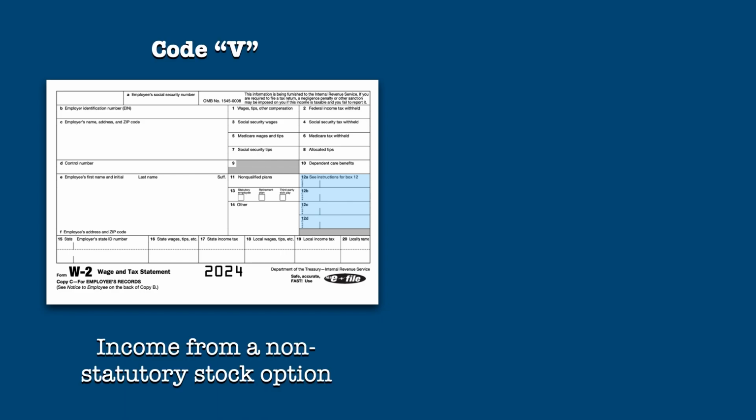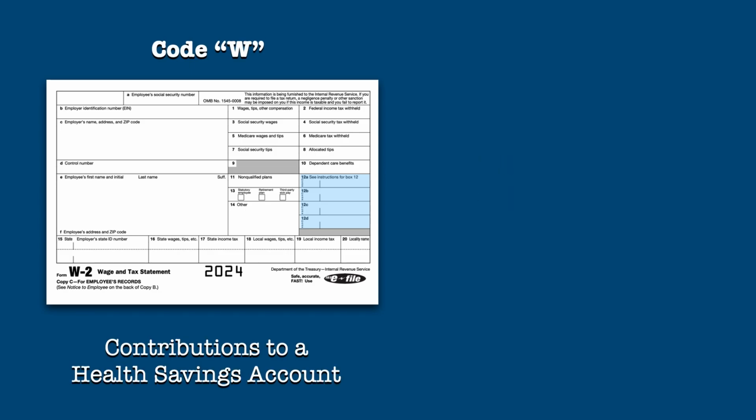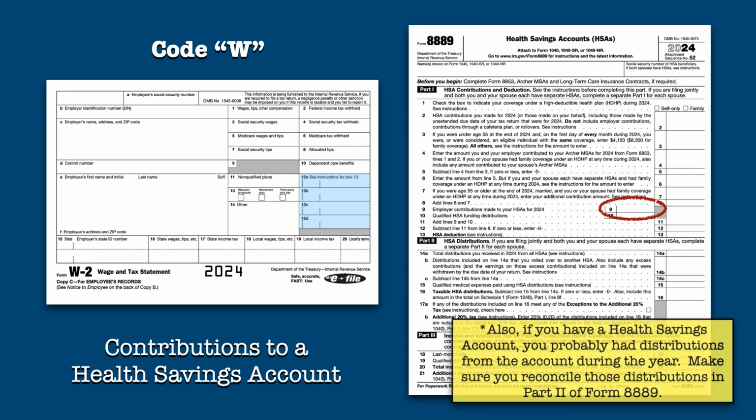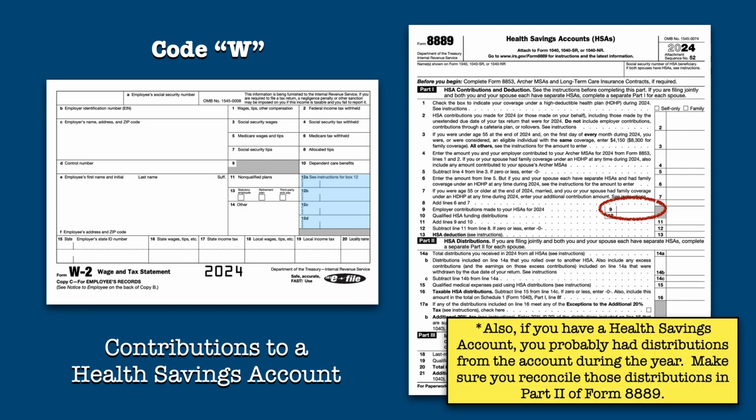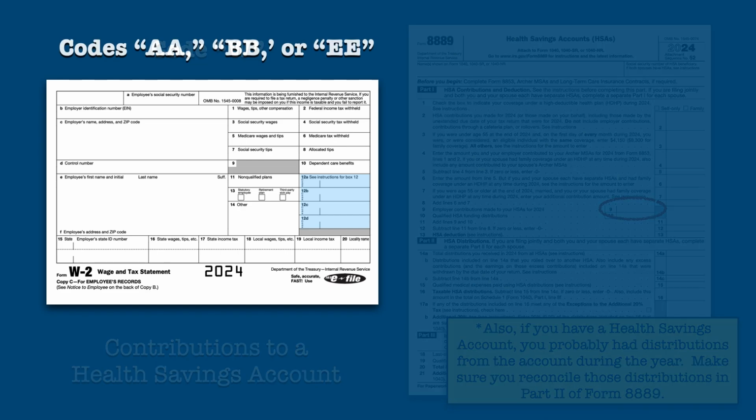Code V, Income from exercising a non-statutory stock option. Handling this code is rather complex and will be covered in another video. Code W, Contributions to a health savings account. This is the total amount both you and your employer contributed to your health savings account. This amount is entered on line 9 of Form 8889, but usually doesn't affect the rest of your return.